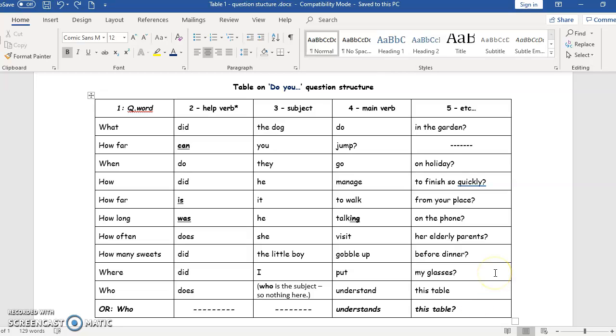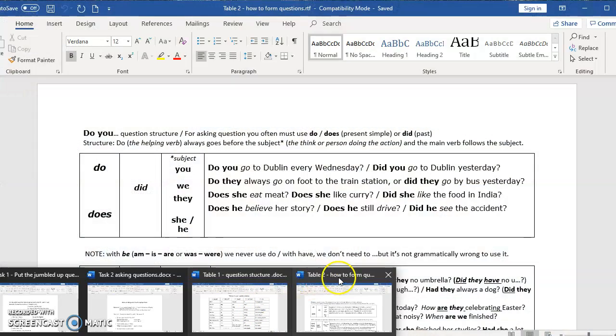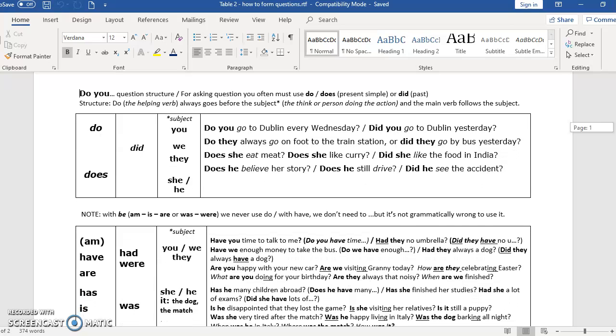Now, some of you understand it, some of you may be a bit confused. Don't worry, you will understand it at a later stage. Now, I want to look at a different table with you, just for repetition. Let's have a look at this one. I won't talk too much because I want to try and finish in one video.